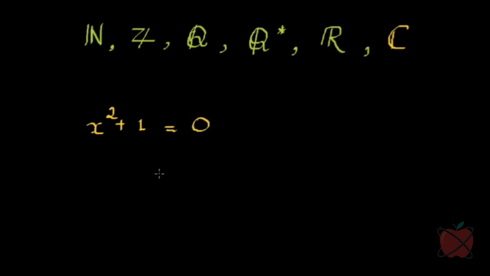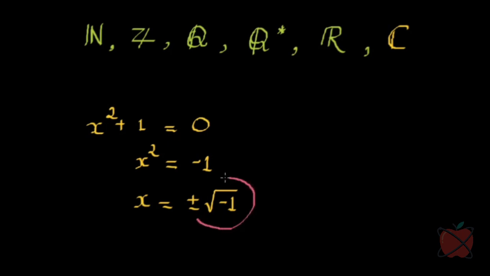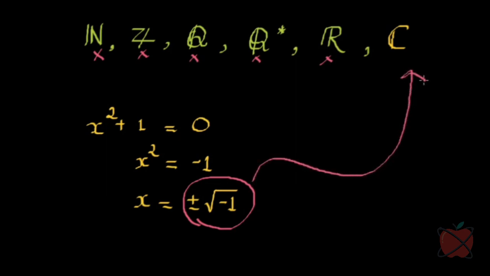So if I ask you to solve this, you would solve and tell me that the value is root over minus 1. But the problem is, what is root over minus 1? It's not a natural number, it's not an integer, nor is it a rational number, an irrational, or a real number. So what is this number? They could not figure out, and that's when they introduced a new set of numbers, which we now call the set of complex numbers. So that's the history about how complex numbers came into existence.